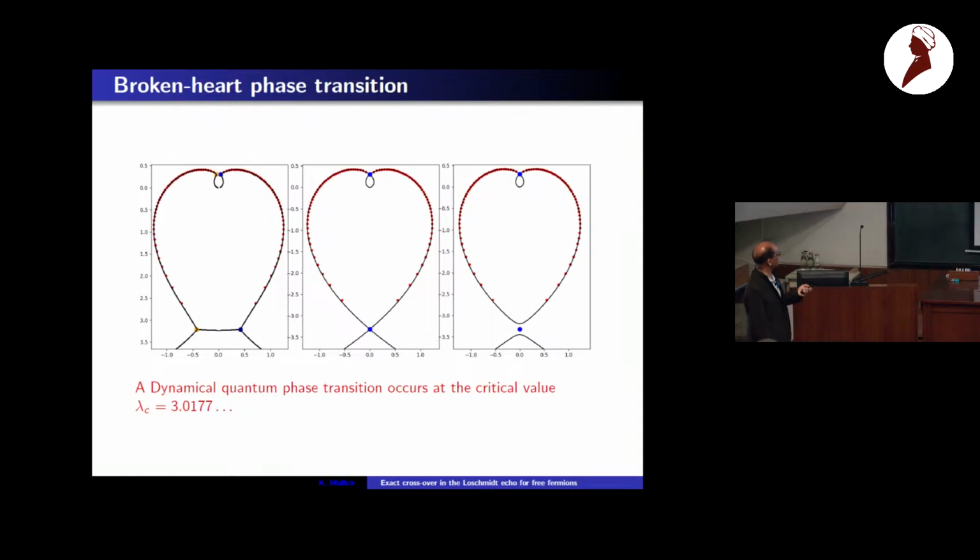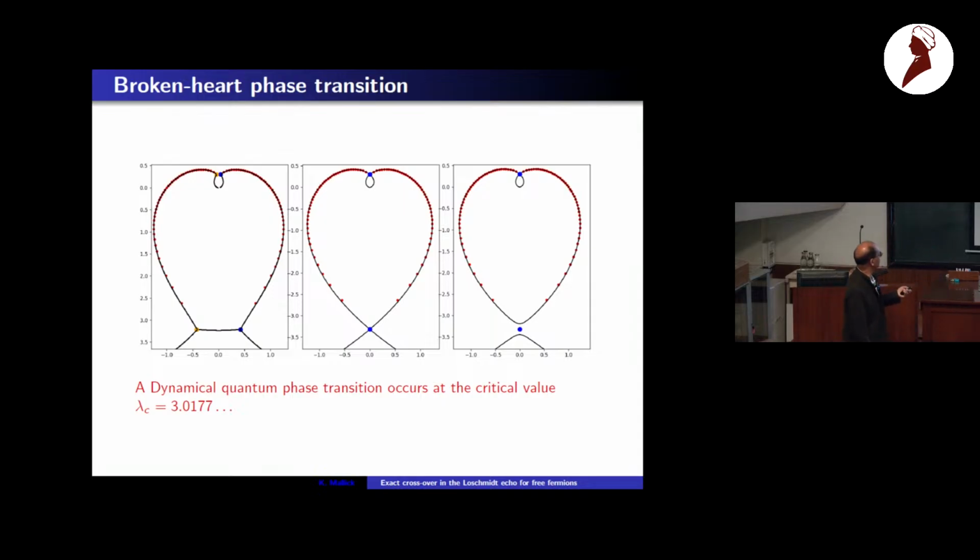What you can see is that here the contour is connected. For lambda equal to lambda critical, it has a crossing point. And for lambda bigger than lambda critical, the contour becomes disconnected. So, at least from a pictorial geometric point of view, you have what we call a broken heart transition for lambda equal to lambda critical. And this broken heart transition is at the heart of this large lambda and small lambda difference.